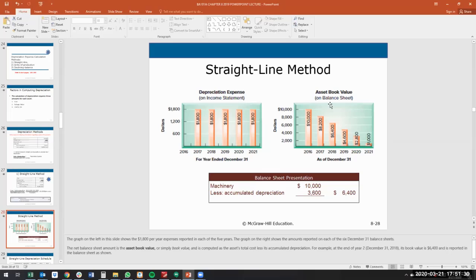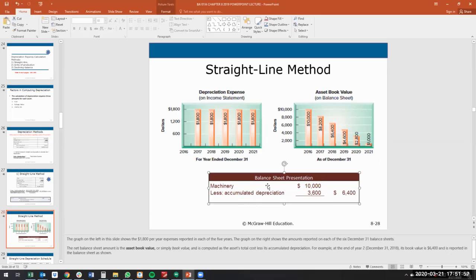So make sure, if I ask on the exam, which depreciation expense method has an even recognition pattern on the income statement, I'd expect you to say the straight line method, because it's even on the income statement, even here. And if there's an even method of decline on the asset on the balance sheet, we'd say the straight line method.